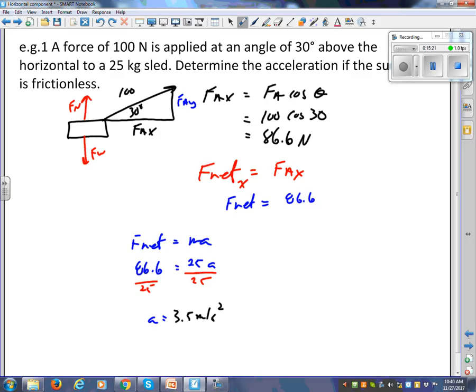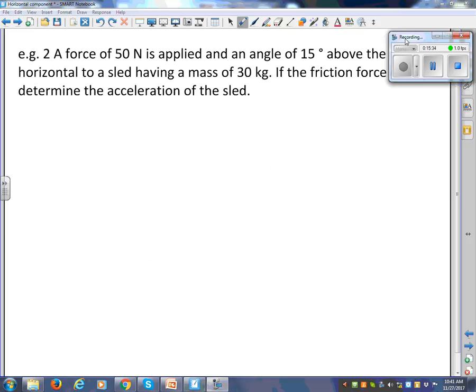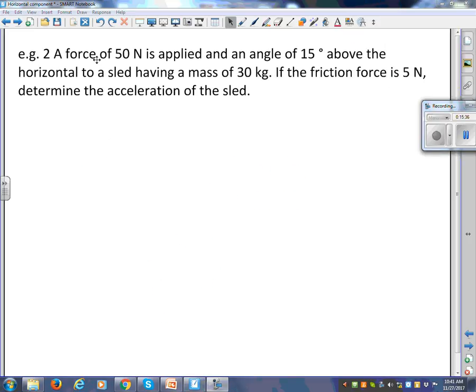What do you think is going to happen in example 2? What can I do to make it harder? Probably something. There clearly is an example 2. This time, you've got the applied force, the angle, and the mass, but this time there's friction. So I'm adding one more layer of degree of difficulty. Shall we draw a picture?